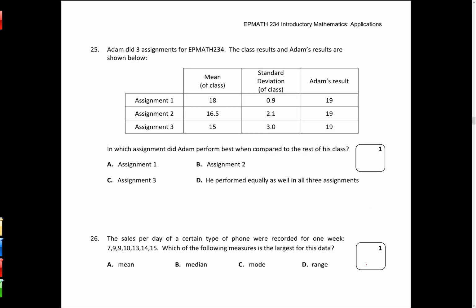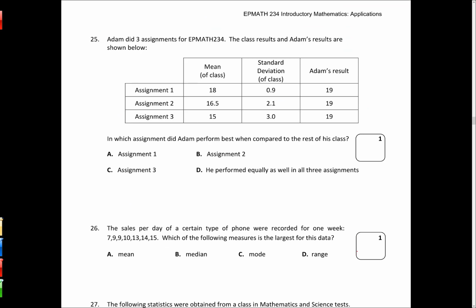Page down. Adam did 3 assignments for EPMATH234. The class results and Adam's results are shown below. We have the mean of the class and standard deviation of the class, and then Adam's results are here at the end. So when did he perform best, in which assignment? It may not say Z score, but that's what Z scores are for. Z scores compare our performance to the overall group. It uses the mean of the group and the standard deviation of the group to tell us how good our individual result was. The Z score is worked out by taking the score you got minus the mean of everybody, over the standard deviation of everybody.